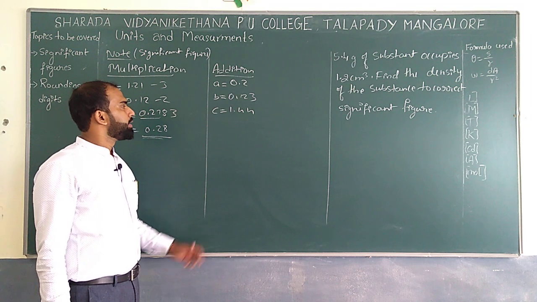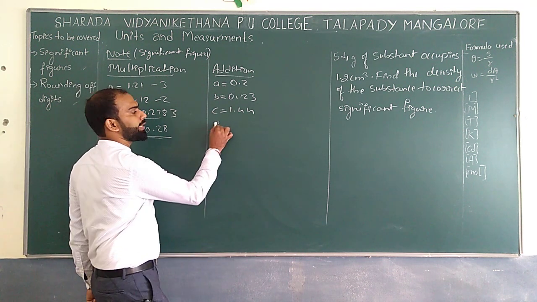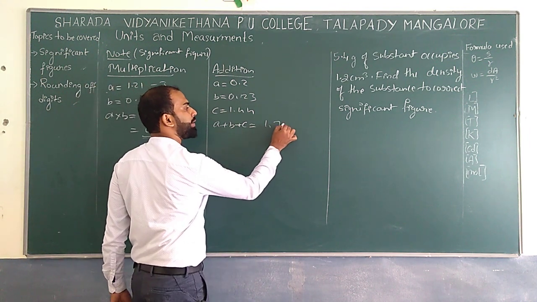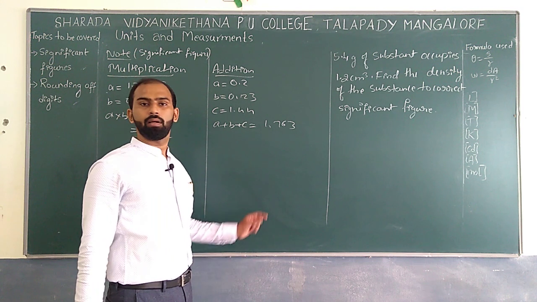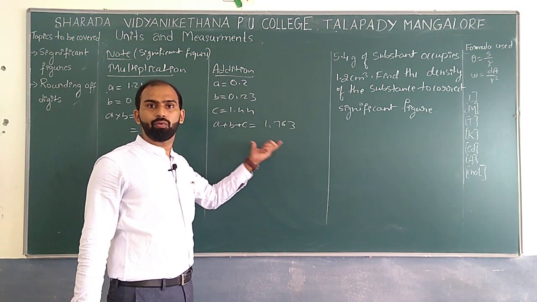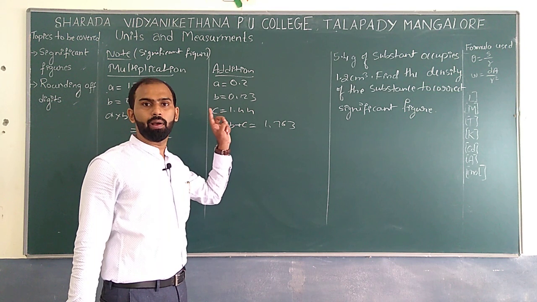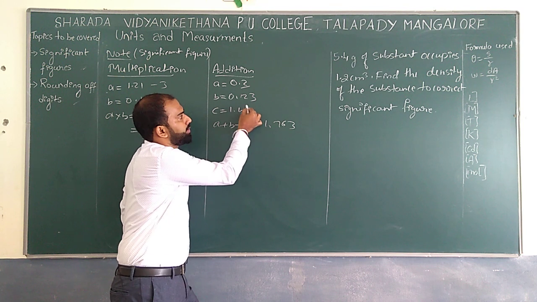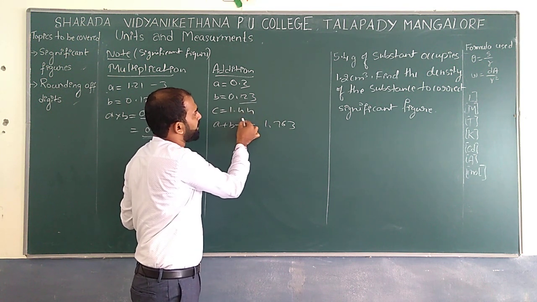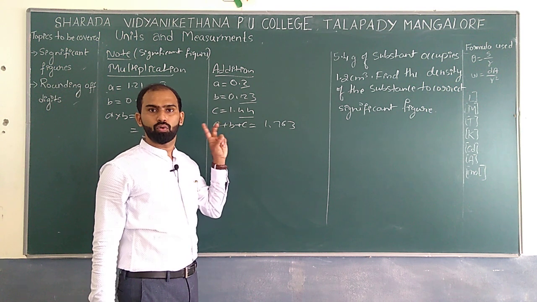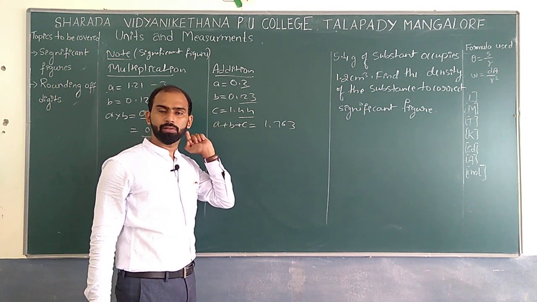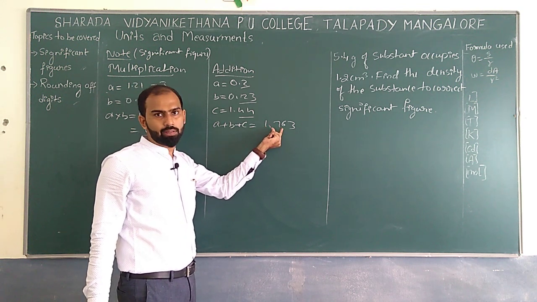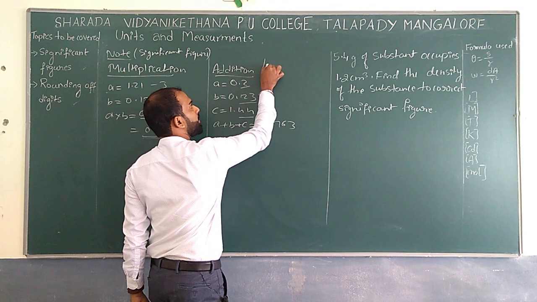Are you getting that? And while adding also, if I say A plus B plus C, you may get the answer as 1.763. But while rounding off, you are supposed to take the least decimal places in the given terms. Here we have 1 decimal place, here we have 3 decimal places, and here we have 2 decimal places. So which is the least decimal place? That is only 1 decimal. So you are supposed to keep only 1 decimal place while adding or subtracting.